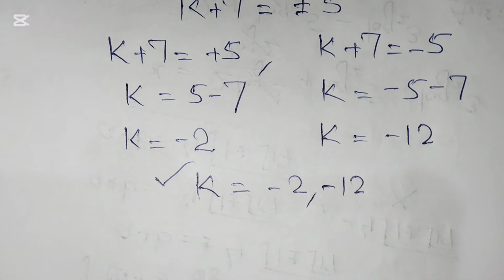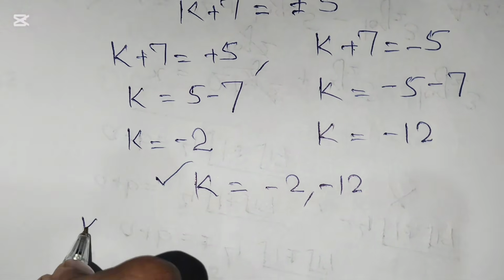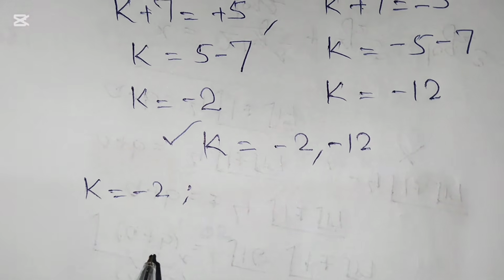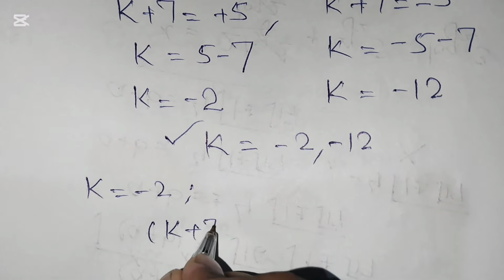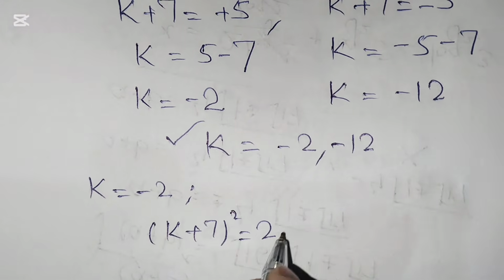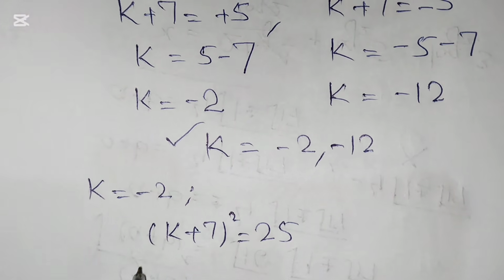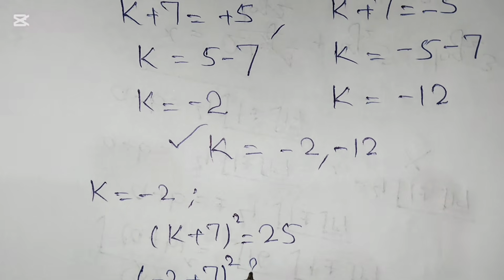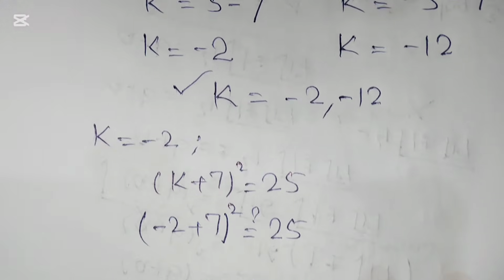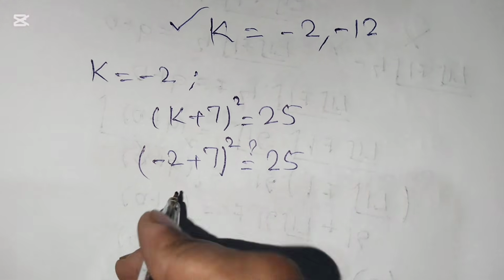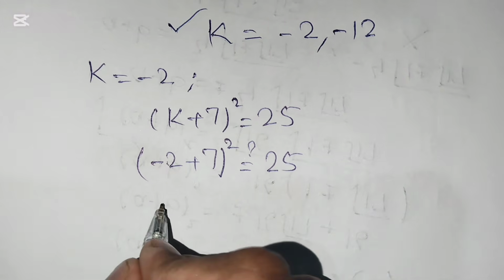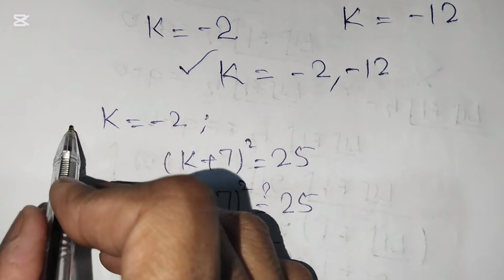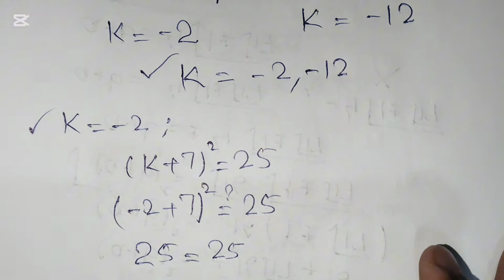Now we will check whether these values are correct or not. k equals minus 2. We have (k + 7) square equals 25. Putting k as minus 2, (minus 2 plus 7) square equals 25. 7 minus 2 is 5. 5 square is 25, equals 25. It means this value is correct.